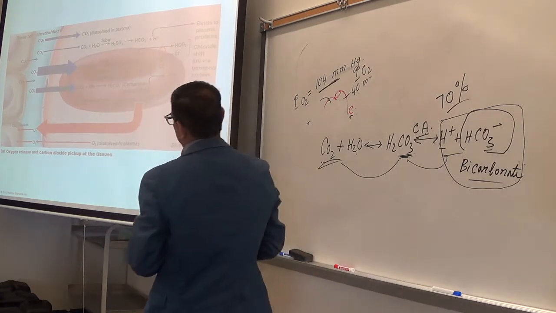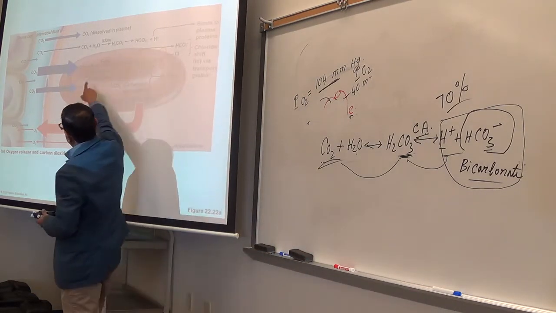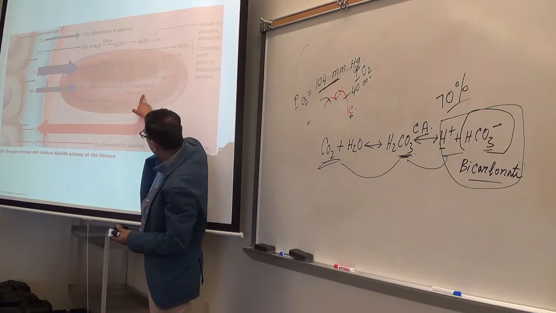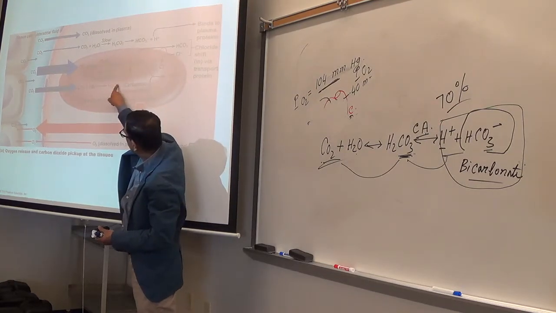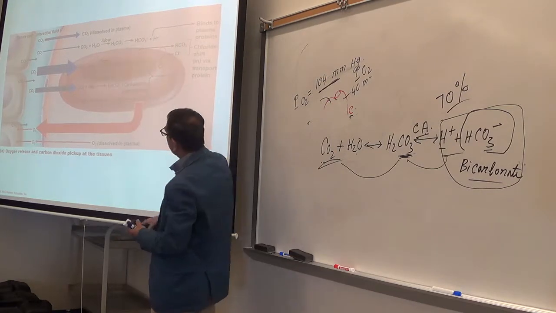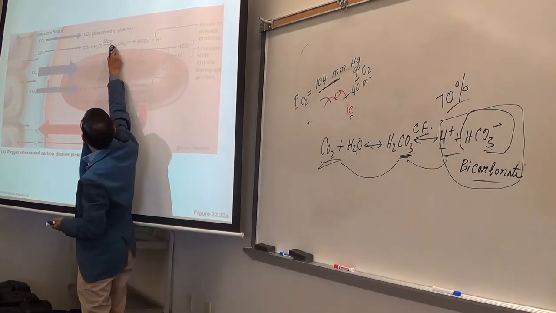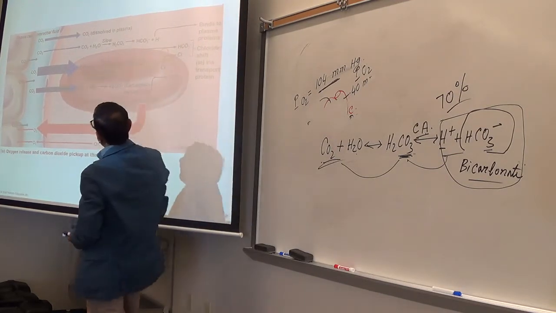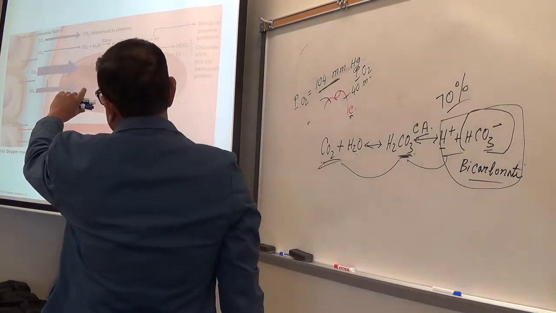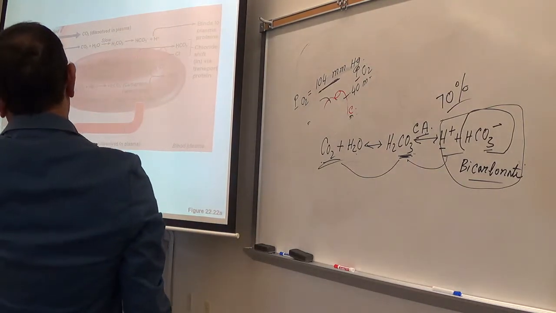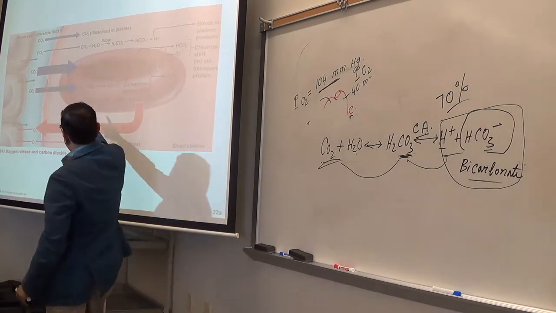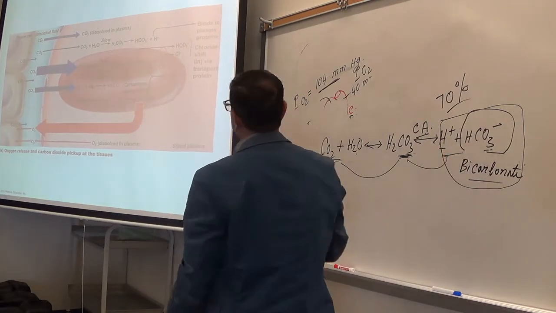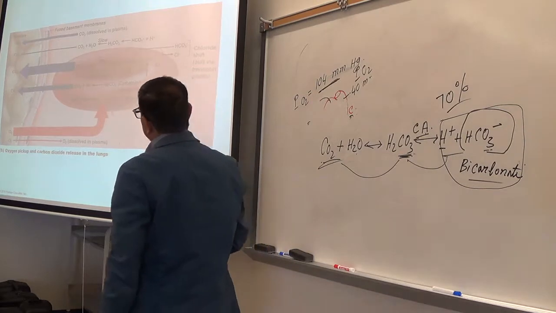70% of carbon dioxide will be transported as bicarbonate. 20% will bind with hemoglobin and will form carbaminohemoglobin, and will be transported as carbaminohemoglobin. Only 7 to 10% will be dissolved here in plasma. Okay. And the thickness of those arrow-headed lines shows the volume. So most of the carbon dioxide is forming bicarbonate. Okay. That I showed you here.